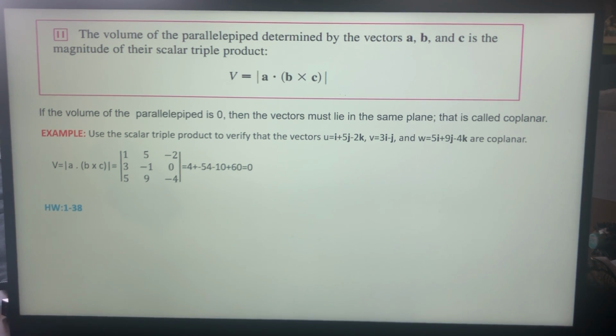And these are the homework suggestions for you. I will assign your specific homeworks today.